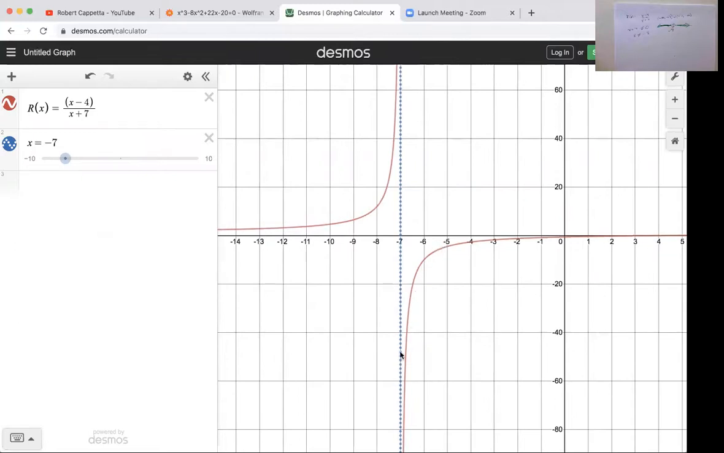The graph gets closer and closer and closer to negative 7 without ever actually getting there, because again, you cannot have a 0 in the denominator. x cannot be negative 7. So the x values you see on the graph, everything from negative infinity up to negative 7, skipping negative 7, and then everything to infinity.